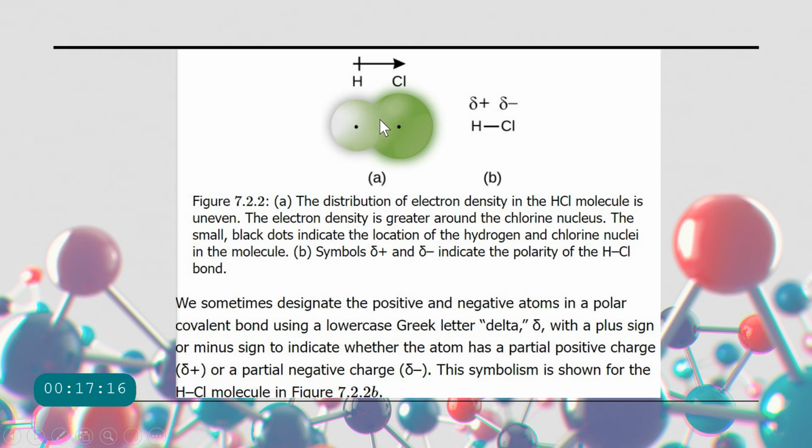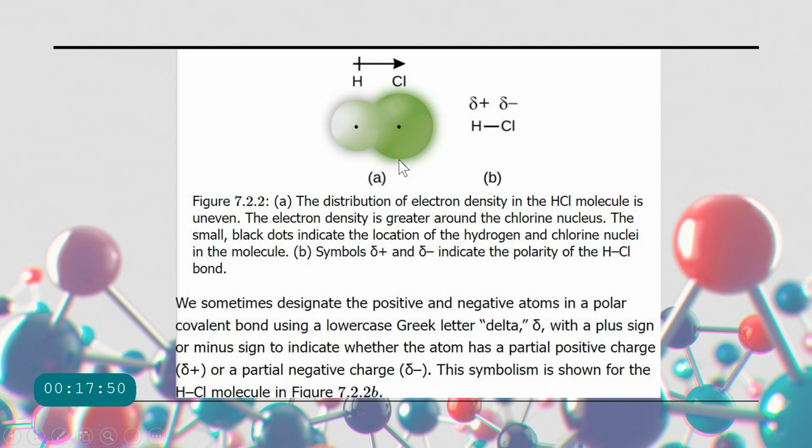The electron density is greater around the chlorine nucleus, and the black dots indicate the location of the hydrogen and chlorine nuclei in the molecule. I'm sure you can see that. But the symbols for the delta positive and delta negative indicate the polarity of the hydrogen chloride bond. So the polarity is more electronegative towards chlorine. It's not a balanced polarity, you know what I mean.